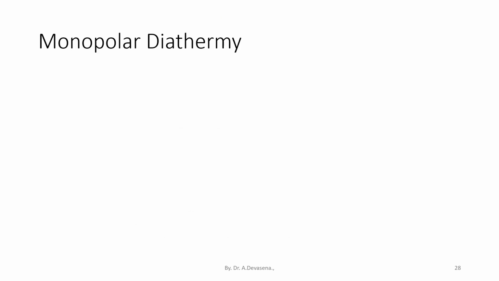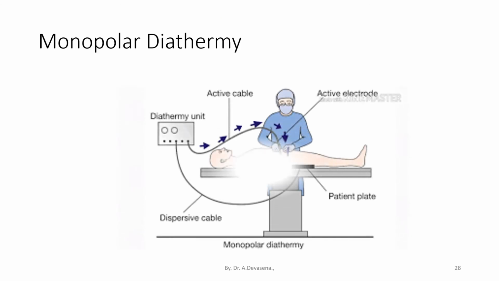Monopolar diathermy is represented here. In this representation, we have a diathermy unit. A patient is lying on the plate and from the diathermy unit, the active cable is used by the surgeon. The active cable comprises of the active electrode. The active electrode is applied over the patient. Apart from that, we have dispersive cable also. This is indicated in this red picture.